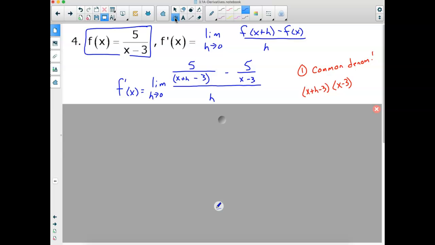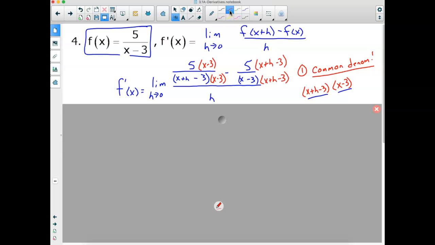Like I said, first and foremost thing is a common denominator. And if I look at my common denominators, boom, boom, there it is. It's x plus h minus 3 times x minus 3. So what does that mean? That means this first fraction needs an x minus 3 over an x minus 3. And this second fraction needs an x plus h minus 3 over an x plus h minus 3.